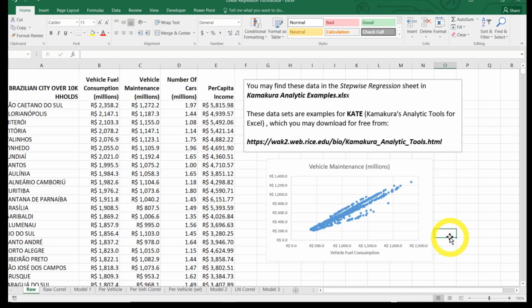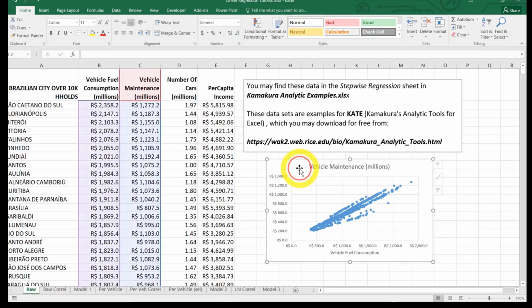And you can see that there is some relationship between vehicle maintenance and vehicle fuel consumption. Cities that have larger amounts spent on maintenance tend to have higher fuel consumption. So knowing vehicle maintenance would help us estimate the amount of money spent on gasoline in the city.